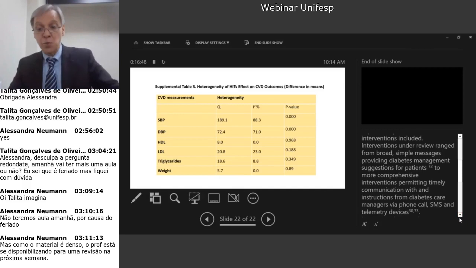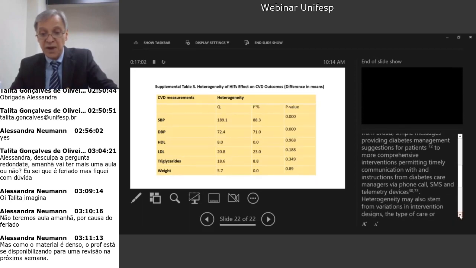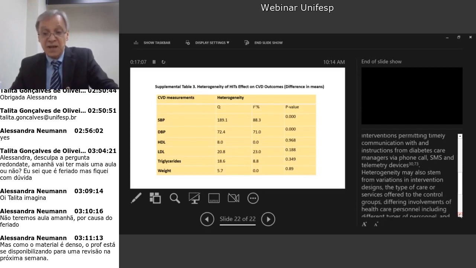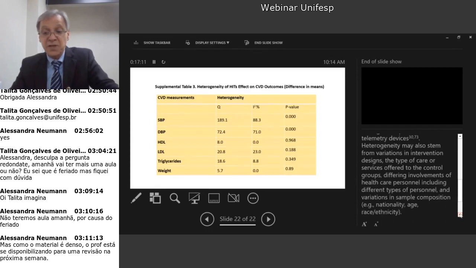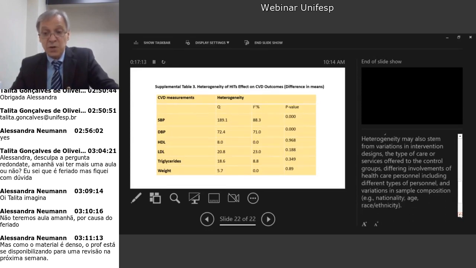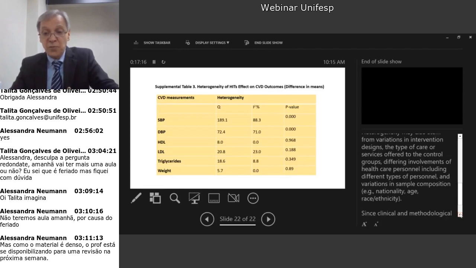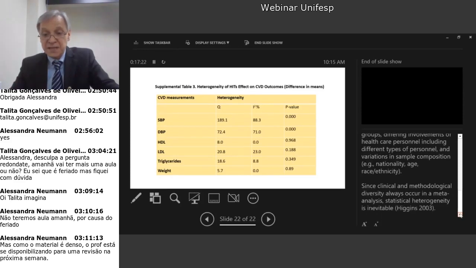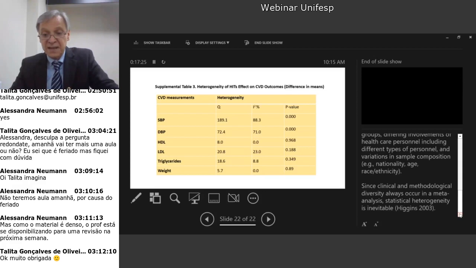Interventions under review range from broad, simple methods providing diabetes management suggestions for patients, and I put the reference, citation number 72, to more comprehensive interventions permitting timely communication with instructions from diabetes care managers via phone call, SMS, which is text message, and telemetry devices. Heterogeneity may also stem from variation in intervention design, the type of care or service offered to the control group, differing involvement of healthcare personnel, including different types of personnel, and variation in sample composition. Since clinical and methodological diversity occurs in a meta-analysis, statistical heterogeneity is inevitable, and I quote Higgins on that.